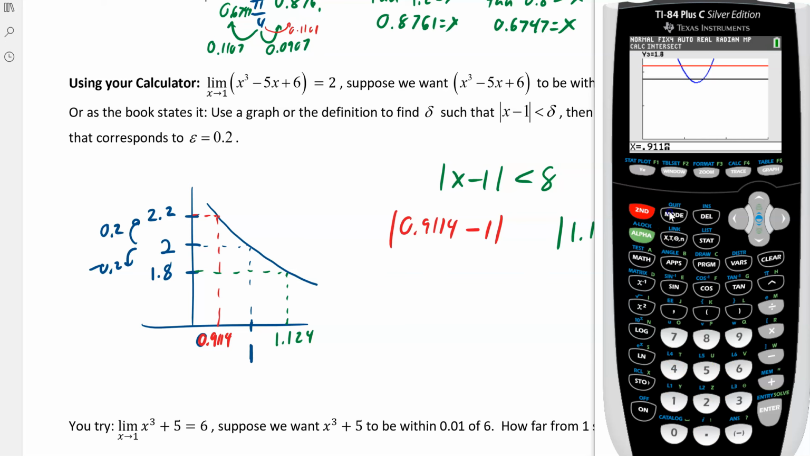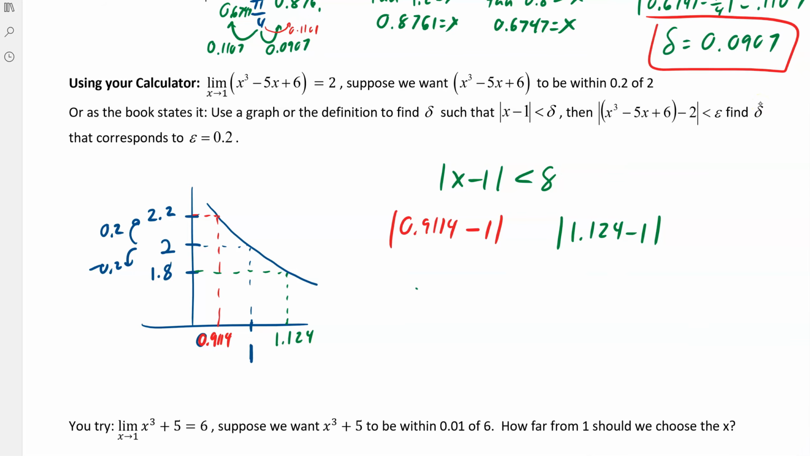So 0.911, oops, wrong location, second quit, clear everything out, 0.9114 minus 1, that's negative 0.0886. Okay, so that's our first number. That's our first distance here. So we know this one has a distance of 0.0886, and we want the smaller of the two, right?